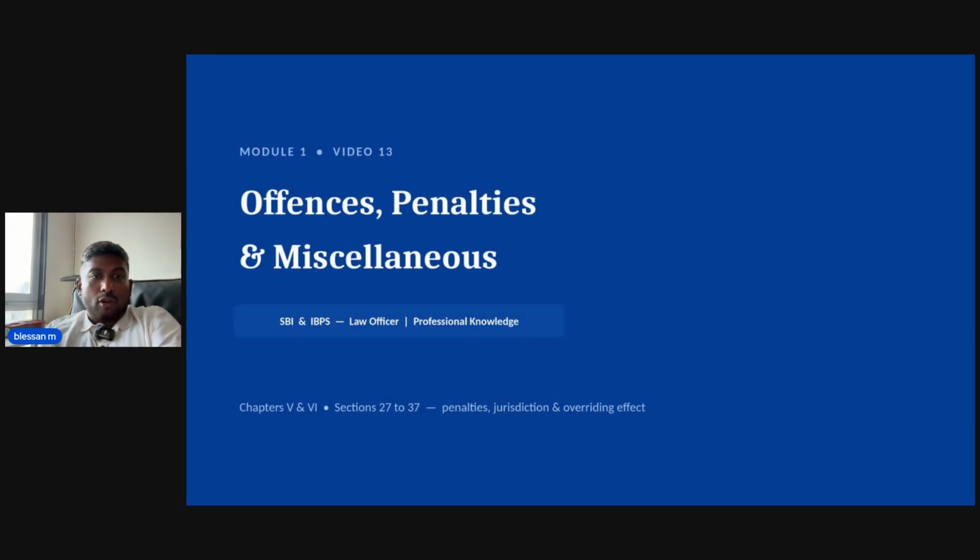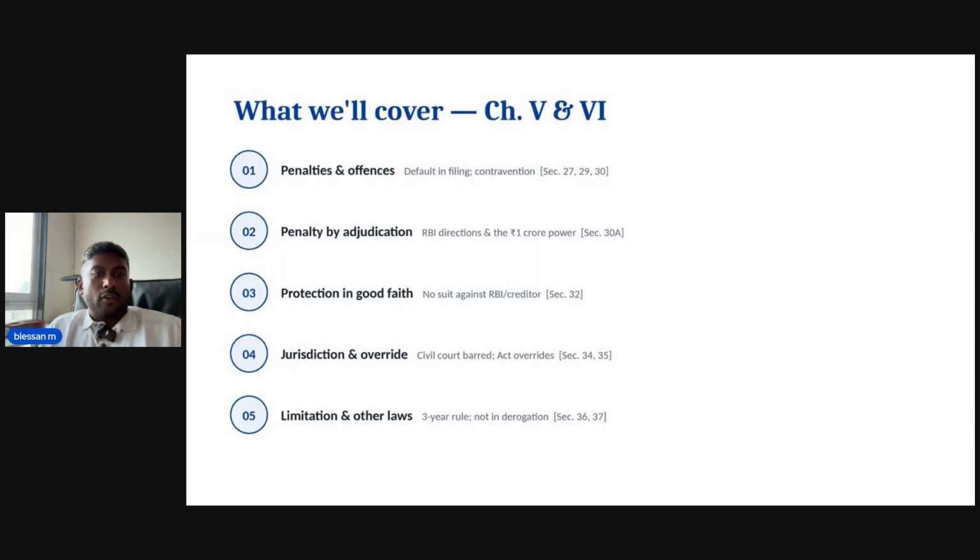Today we are going to talk about offences, penalties and miscellaneous in SARFAESI Act, which can be often asked in the law officer examinations. Like I said, these are high yield MCQs that would be asked in the examination. So do give a careful attention to this. What happens if there is a parallel SARFAESI and RDB action? What happens if there is a parallel SARFAESI and IBC action? What is the criminal liability when there is a contravention of SARFAESI Act? All these things we are going to see.